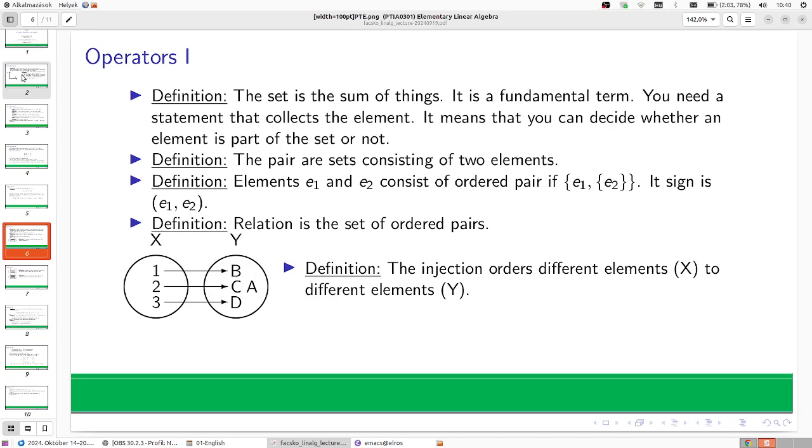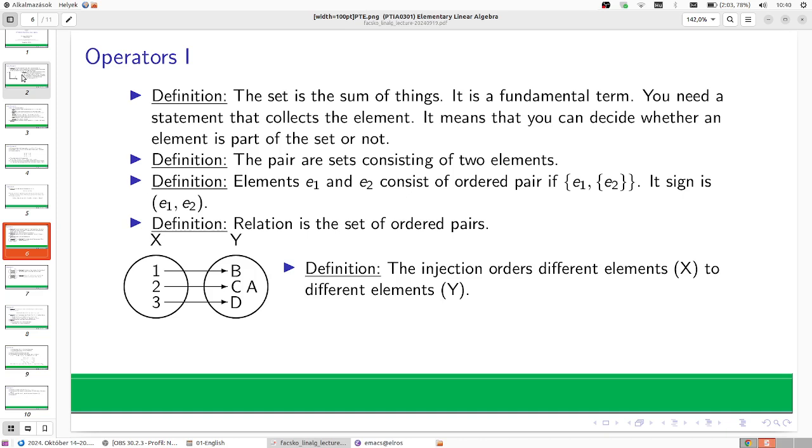No, it's okay. That's the right answer. Elements are just things. It could be numbers, it could be objects, it could be anything. There is no definition for the element itself. So it's something fundamental, and there is no appropriate definition.